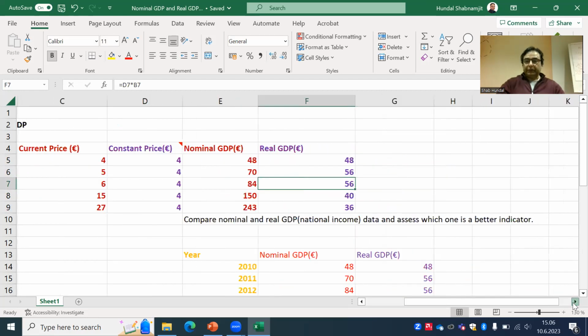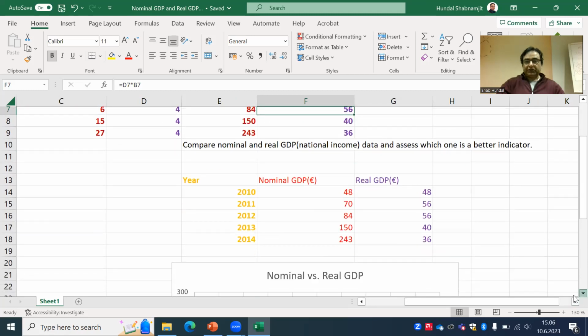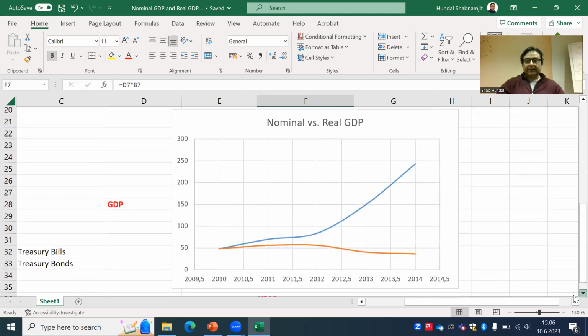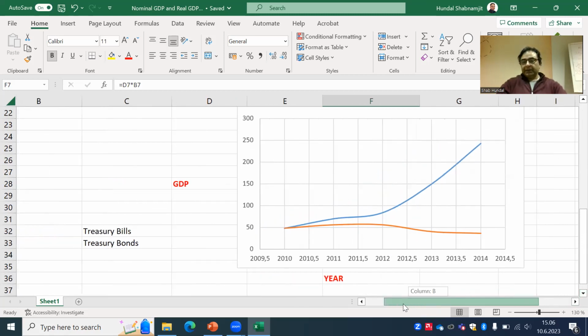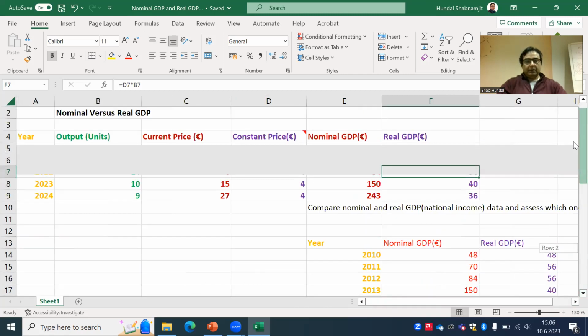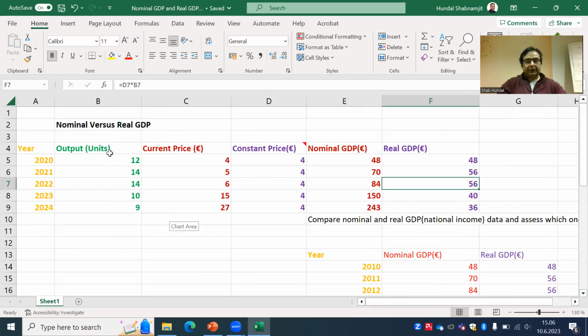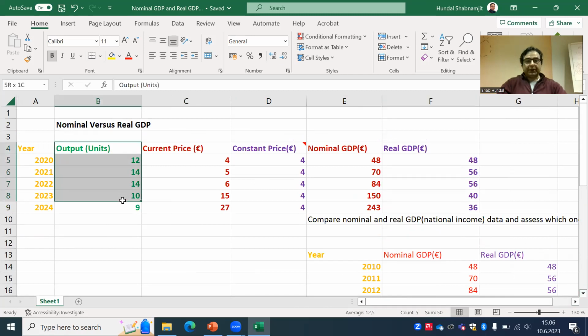And then when we draw this data, when we draw the picture, we take GDP on the vertical axis and the years on the horizontal axis. And you can see that the nominal GDP is going up, whereas the real GDP is either constant, with a minor increase, and then there is a decrease in the real GDP, which is a more realistic situation. When you compare this yellow line, it fully corresponds with the units of output in the country.